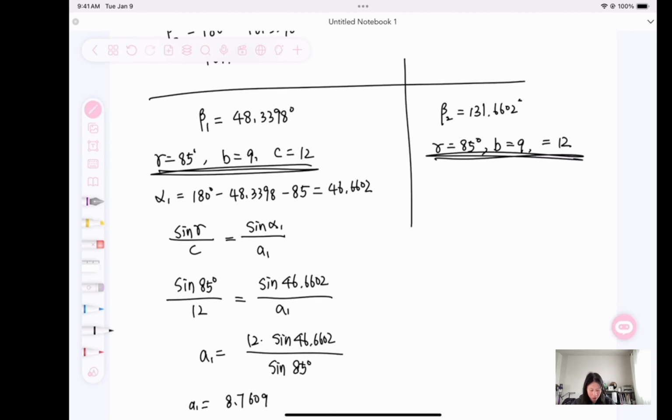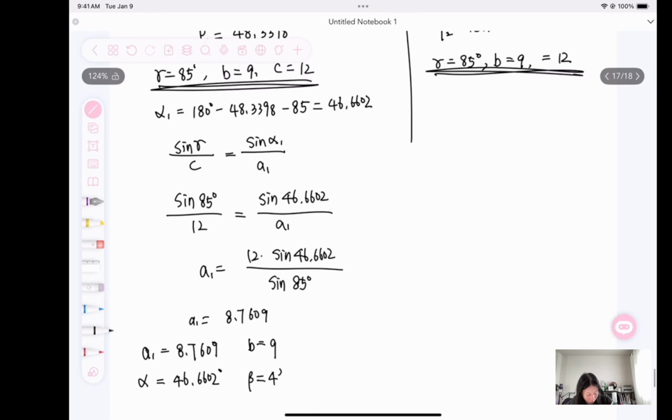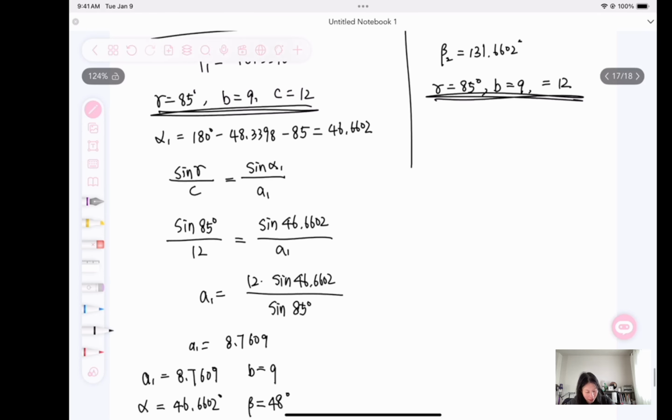All right, now let's take a look, see if this is the corresponding one. So A is equal to 8.7069, and then alpha, I'm going to write this in here. Alpha equals 14.662 degrees, and then B is equal to 9, and beta, we use beta 1, which is 14.8 degrees something, and then gamma is 18.5 degrees, and C is equal to 12.